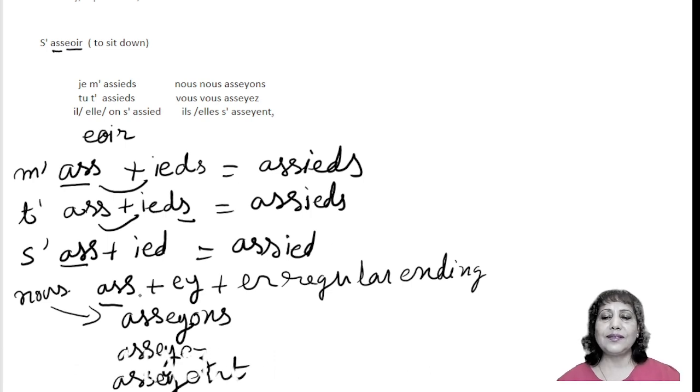If you remember this, the verb is very easy for you and you are not going to make any mistake in learning it. So I will just read it for you. S'asseoir, to sit down. Je m'assieds, tu t'assieds, il s'assied. Nous nous asseyons, vous vous asseyez, ils s'asseyent.